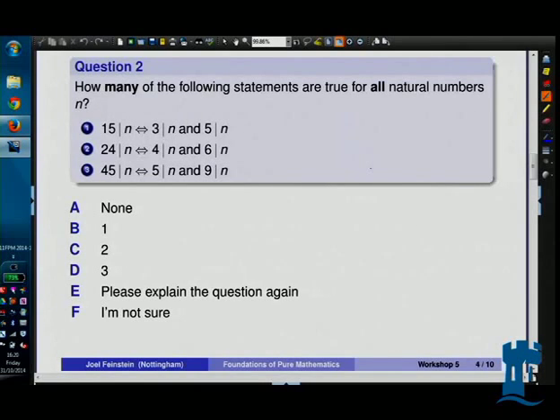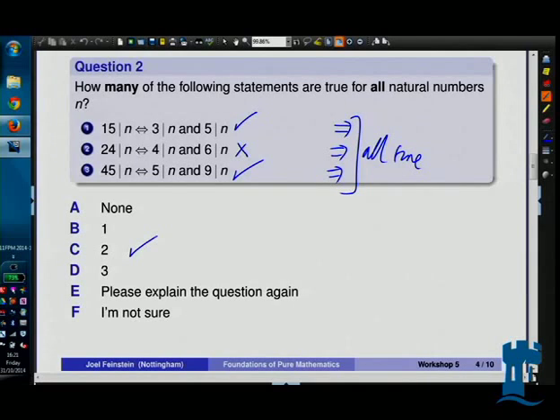The responses this time appear to be a bit random. So let me say something about this. Now all of the forward implications are true. But there's a problem with one of the backward ones. So the first one and the third one are actually true, and the second one is false. It's the backwards implication that's false. So the correct answer is that 2 of these statements are correct.